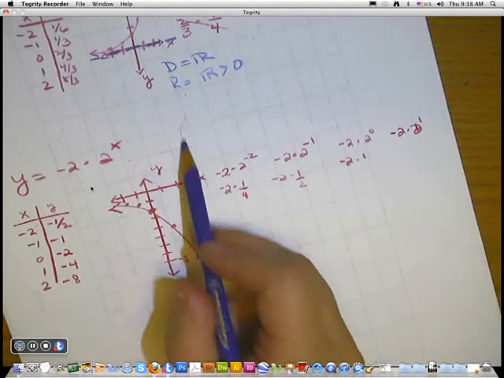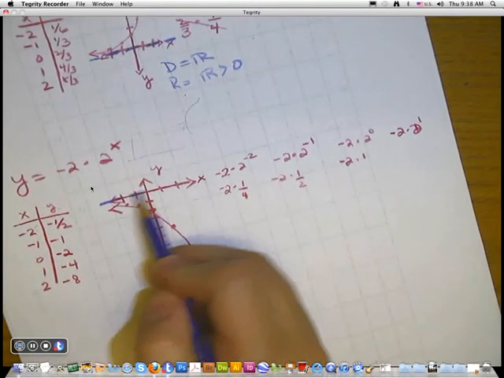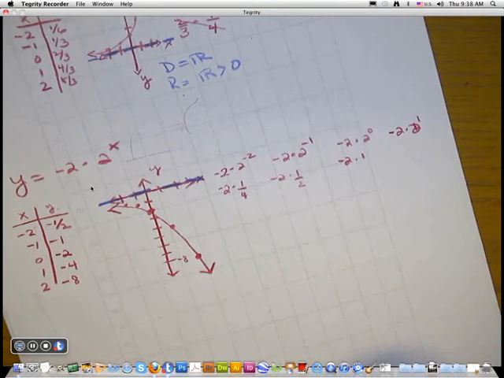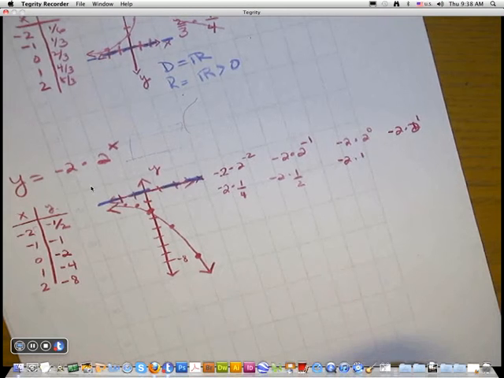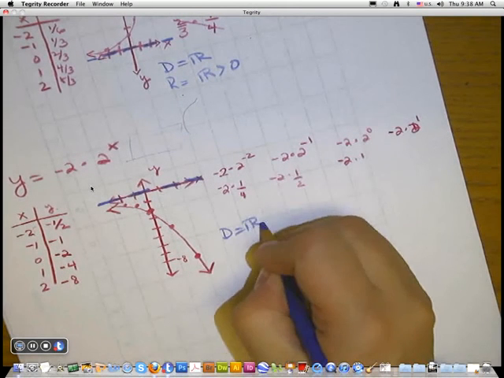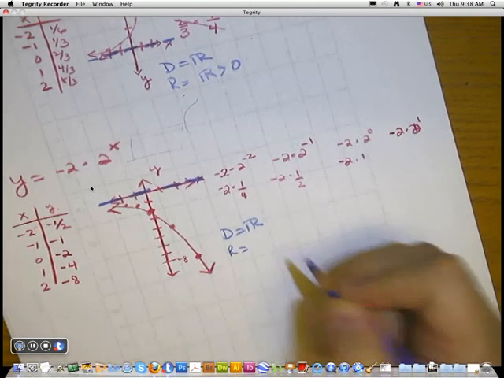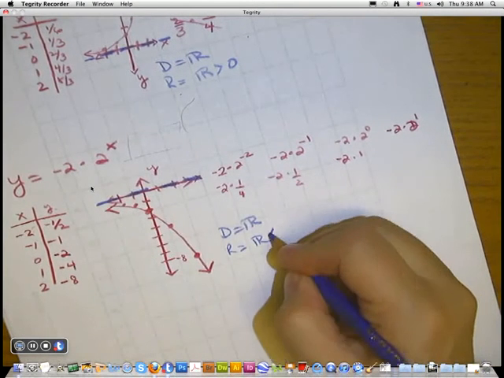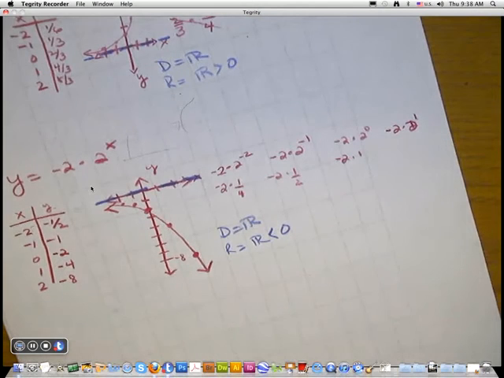The asymptote is the k. There is no k. So the asymptote, a dashed line, is the x-axis. Again, domain is all reals. The range now is all the reals, but it's less than 0.